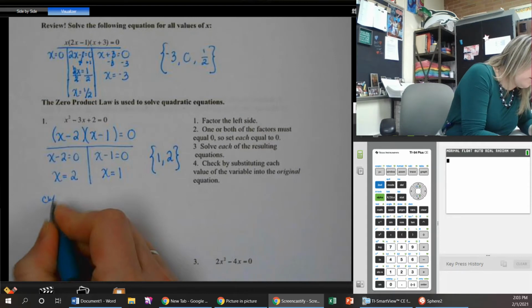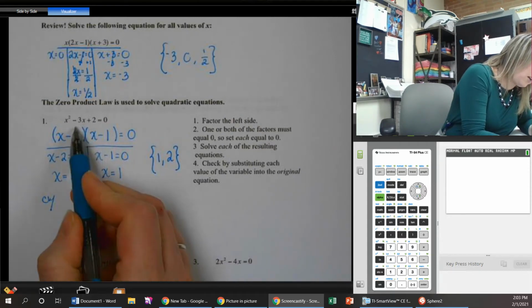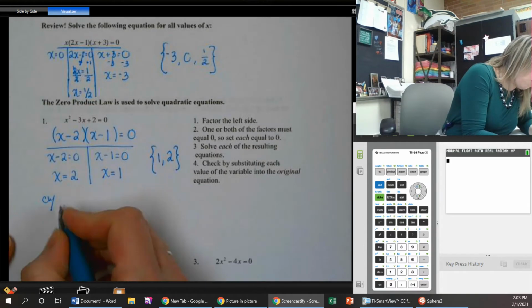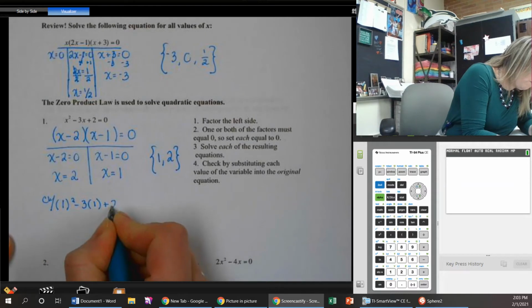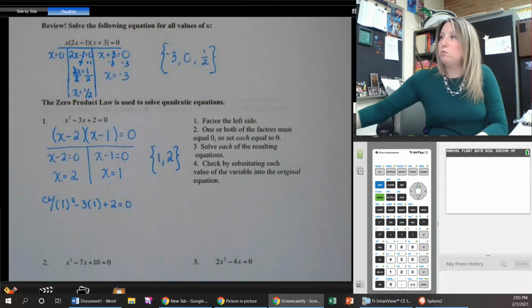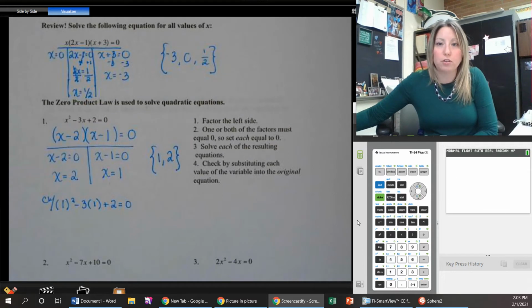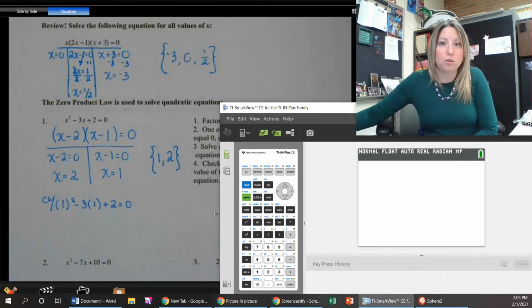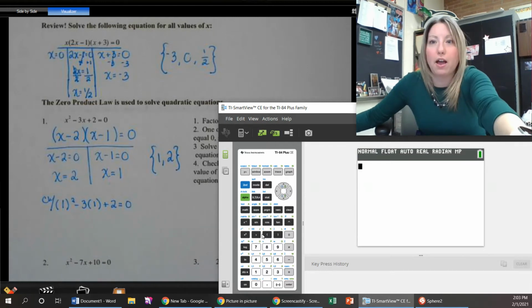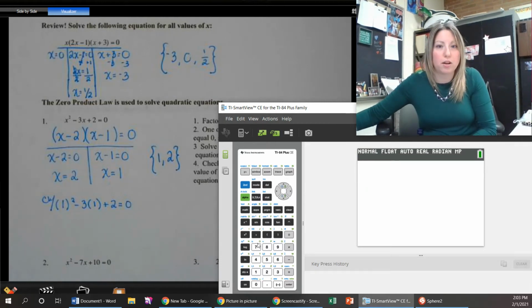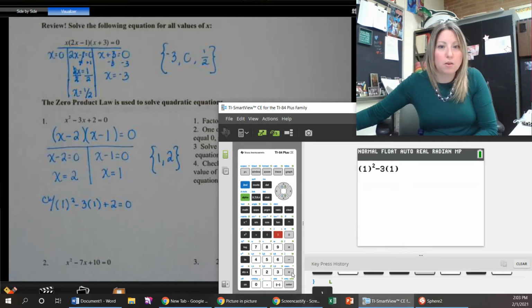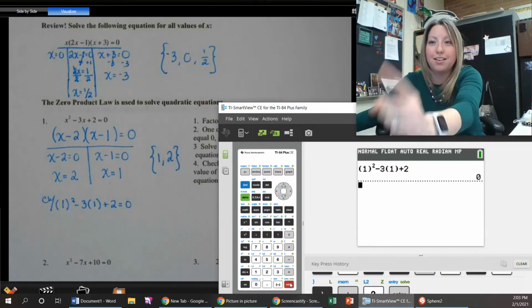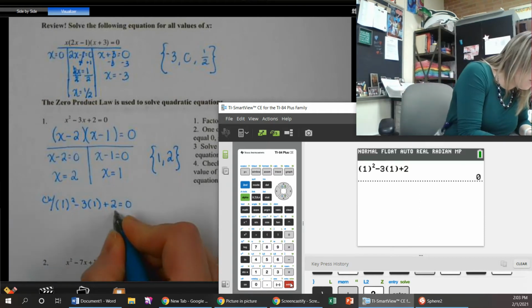So let me start with, my original was x squared minus 3x plus 2 equals 0. So let me start with plugging 1 back in. So 1 squared minus 3 times 1 plus 2 should equal 0. And here's how I'll use my graphing calculator to check. So here's my graphing calculator, of course. Let me just pull it out a little bit to make sure. But I'm just going to plug that line of work right in. So 1 squared minus 3 times 1 and then plus 2. So just plug that right in. There you go. 0 equals 0.